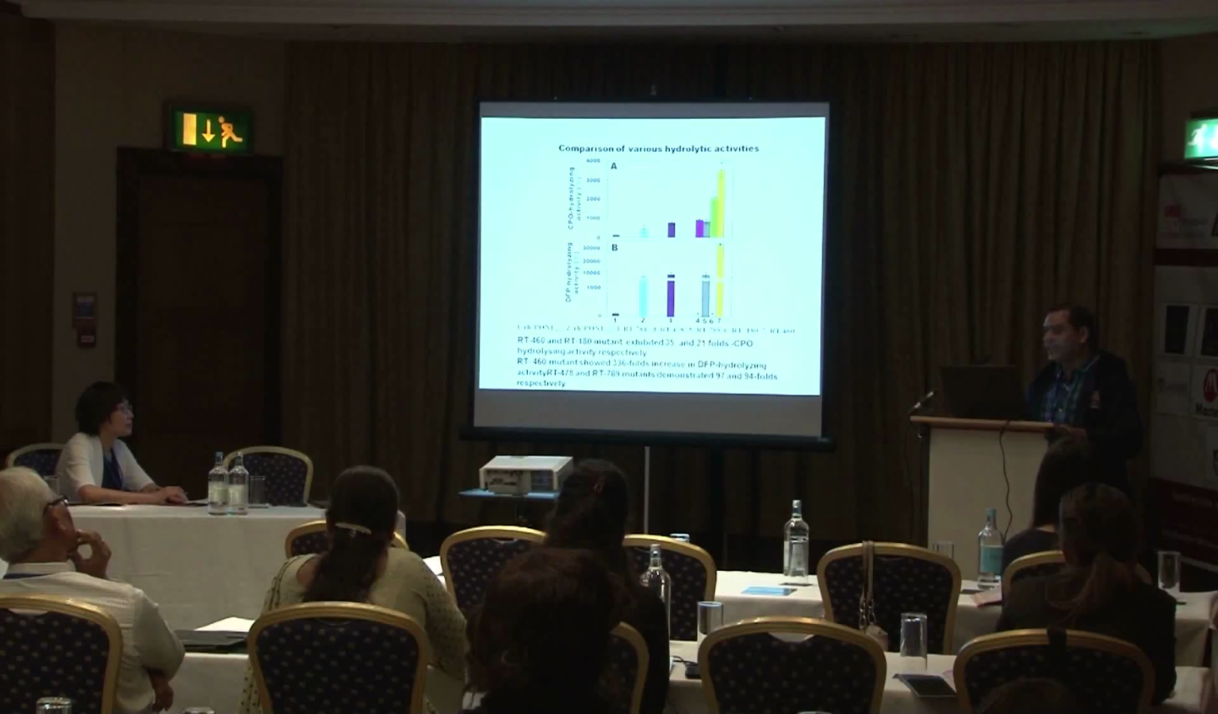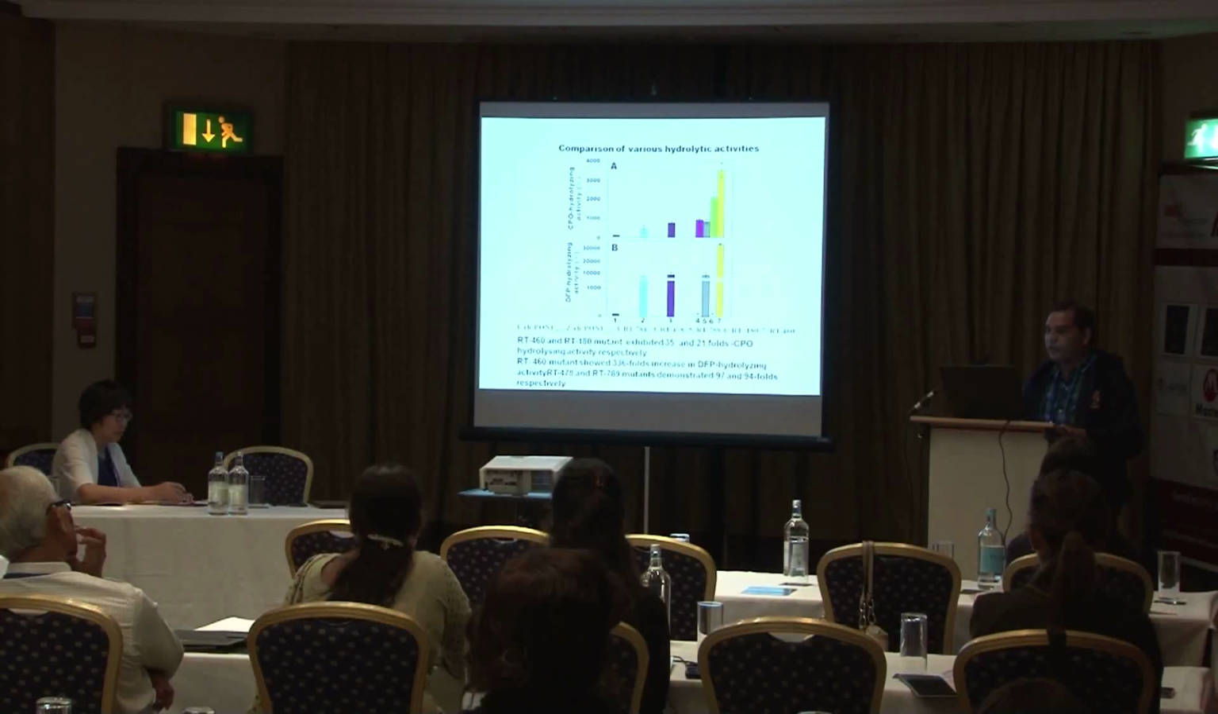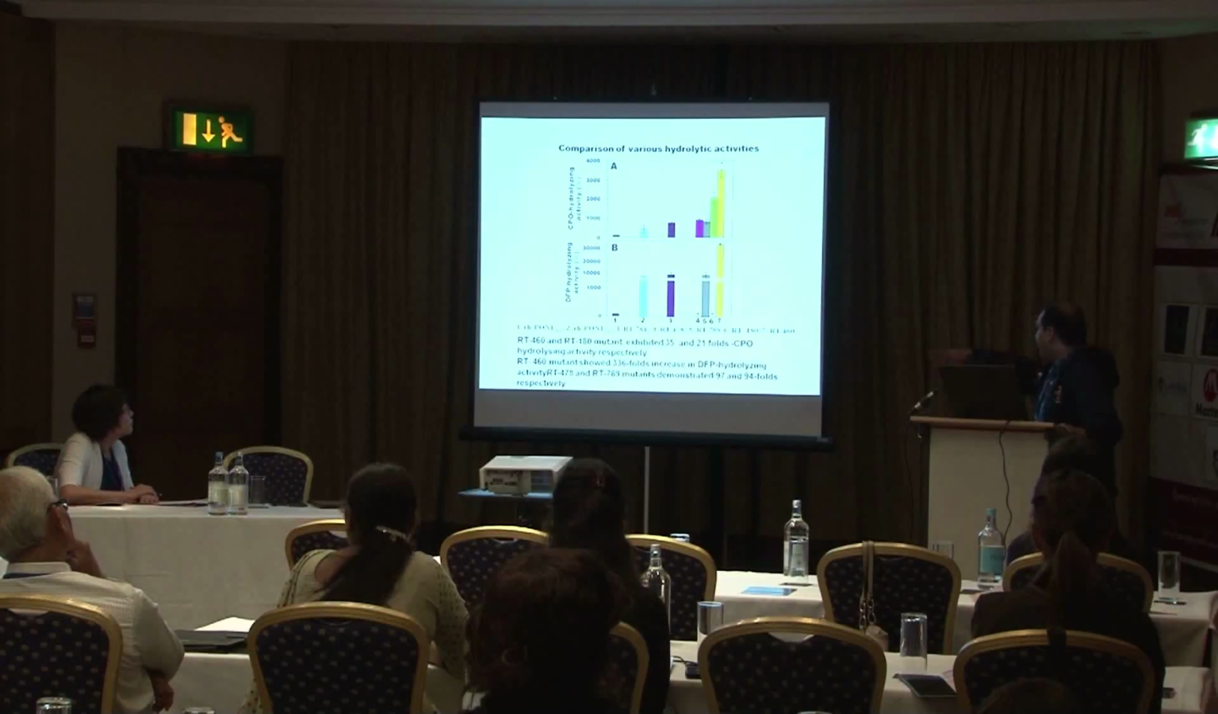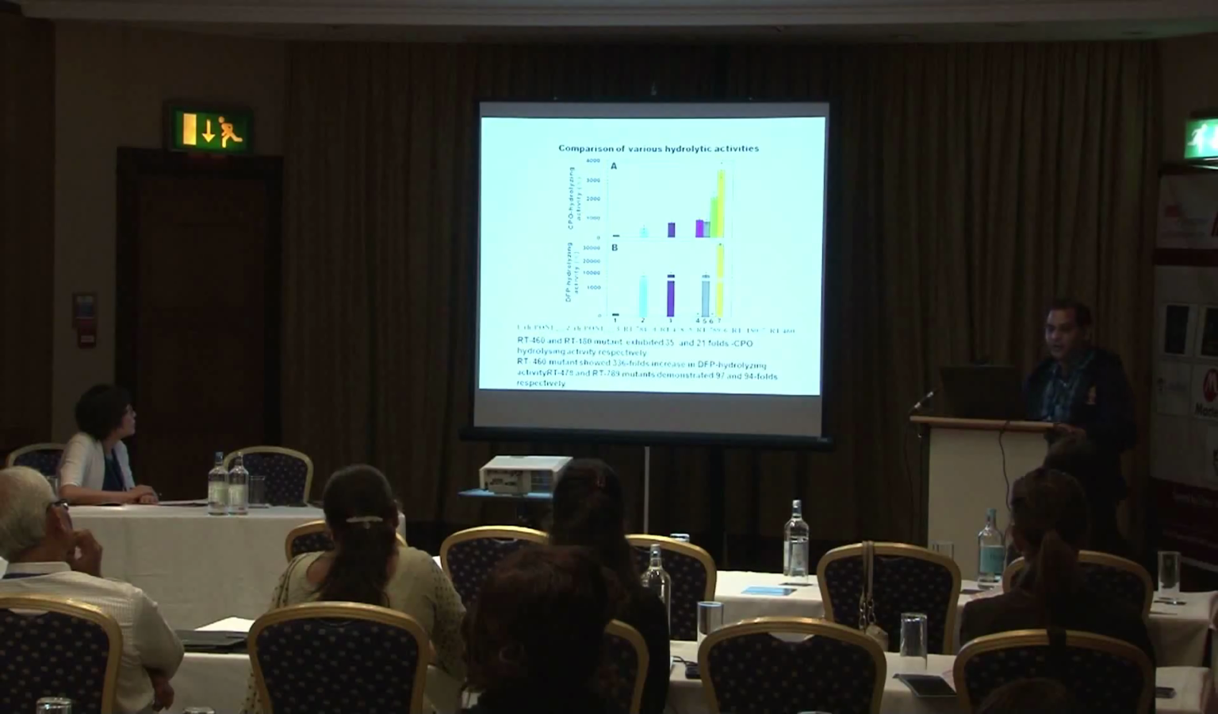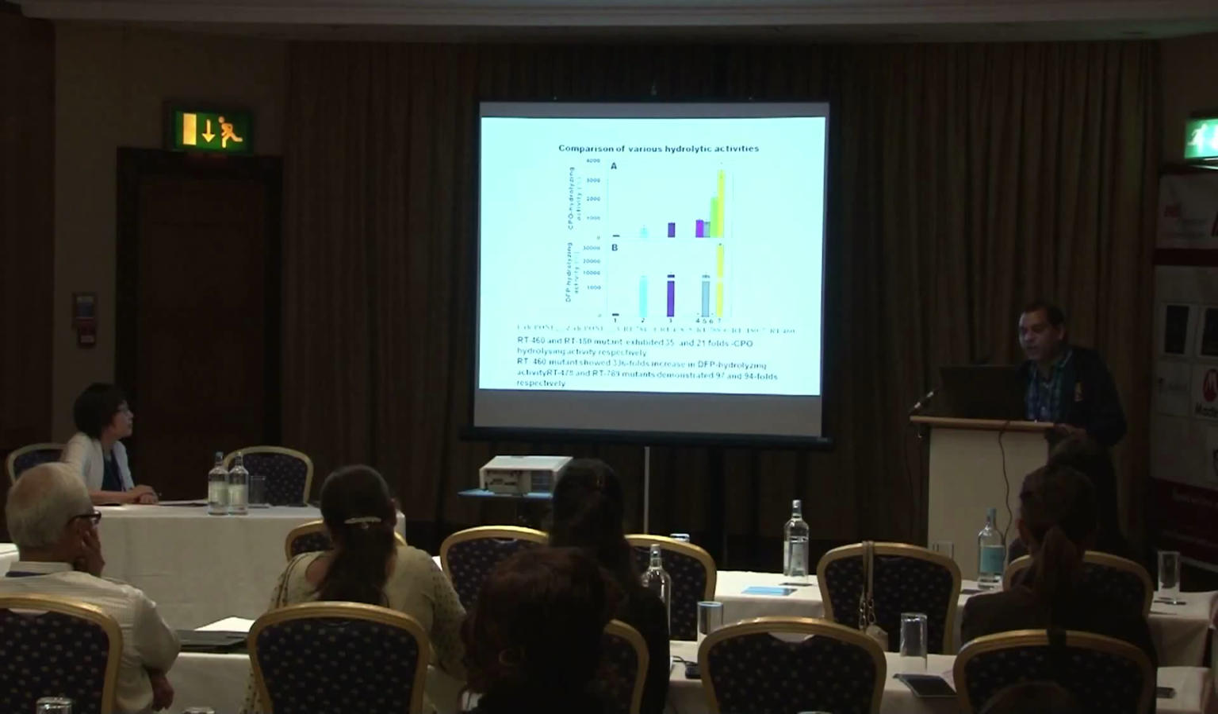CPO is a pesticide, whereas DFP is a nerve agent. So here we can see that in the case of CPO, the RT460, that is the yellow color, represents around 35-fold more CPO hydrolyzing activity in comparison to the wild type, whereas the RT180 exhibited around 21-fold more CPO hydrolyzing activity in comparison to the wild type.